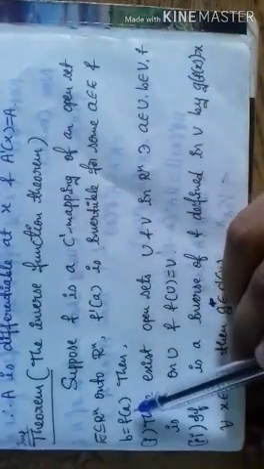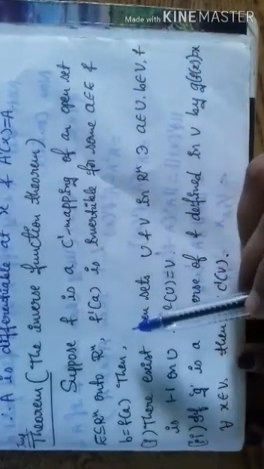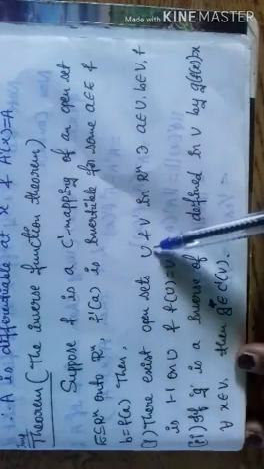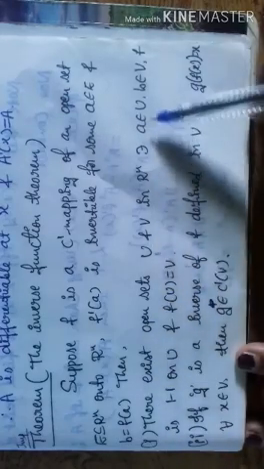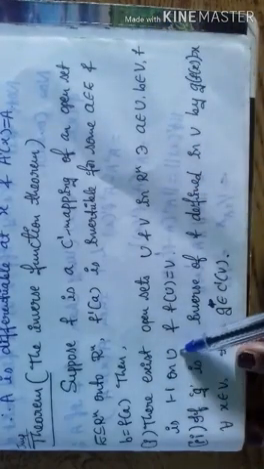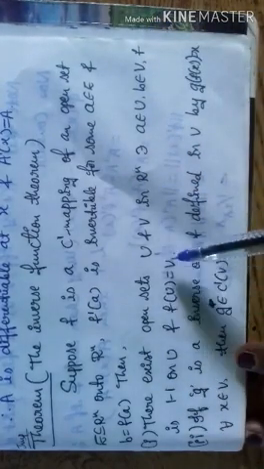And given that B is equal to F of A, then first one, what we have to prove: there exist open sets U and V in Rn such that A belongs to U, B belongs to V. F is 1 1 on U and F of U is equal to V.